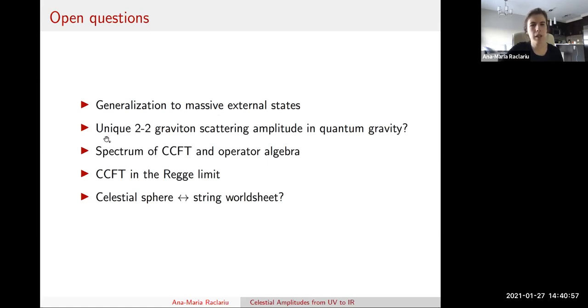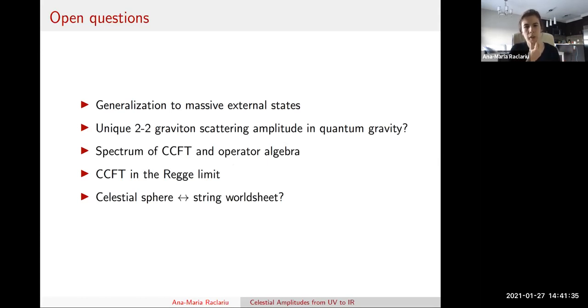This would be a natural next step. Now, one interesting question is whether one can use all of these constraints on celestial amplitudes to actually determine the 2-2 graviton scattering amplitude in full quantum gravity, for example. Another question is what the spectrum of the celestial field theory is, what the operator algebra is. This kind of question can be addressed by studying a complementary part of these 2-2 celestial amplitudes, namely the Z dependence, the dependence on the cross ratio.